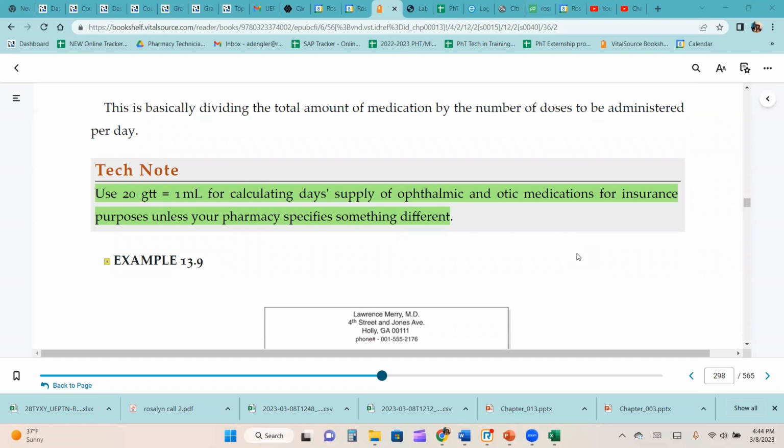A little note: use 20 drops equal to 1 mL for calculating day supply of ophthalmic and otic medications for insurance purposes, unless your pharmacy specifies something different. What that means is, the pharmacy that I worked for in retail wanted us to calculate at 17 drops per mL. So there was a little bit of room for error if the patient misses their eye or if something happens.